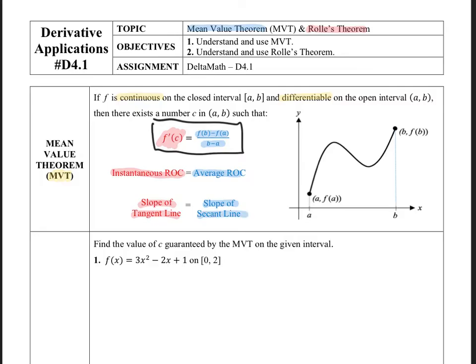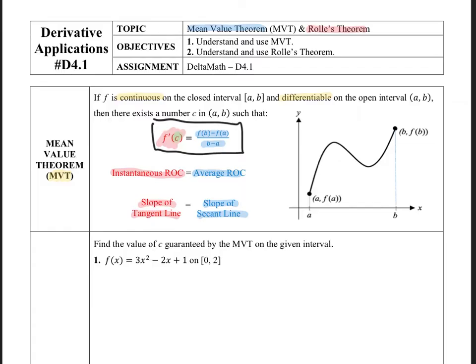And what the MVT guarantees is a value c where the derivative, that is this instantaneous rate of change, equals the average rate of change. In other words, where the slope of the tangent line equals the slope of the secant line. Let's go ahead and look at it on this graph over here.